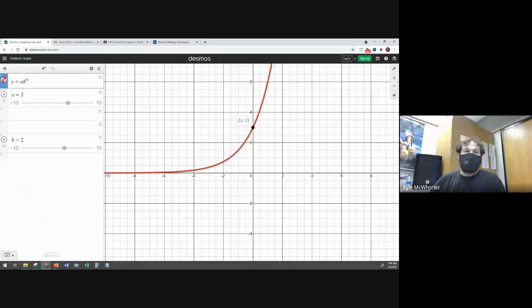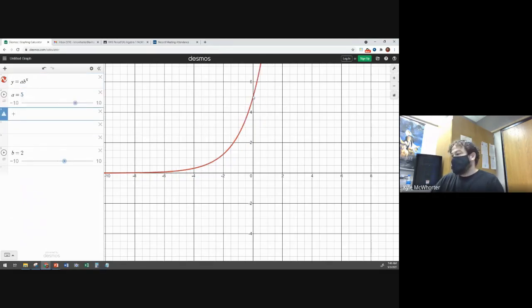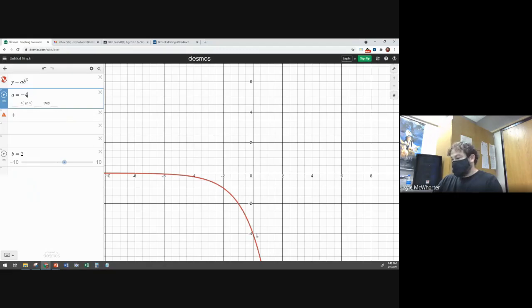You notice that whatever number a is, that's also my y-intercept. You notice that? If I make a 5, look where my y-intercept is, 0, 5. If I make a -4, look where my y-intercept is, -4. So whatever this a number is, that's going to be your y-intercept every time.